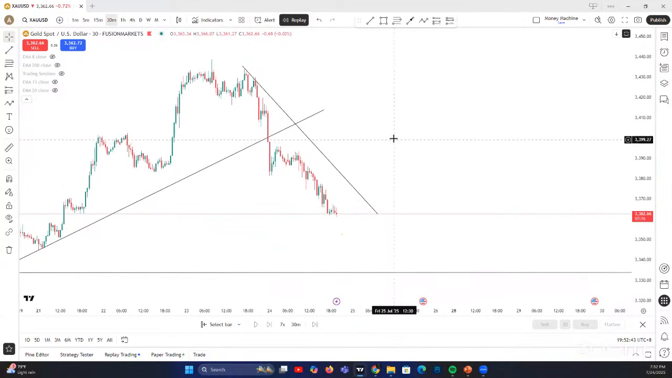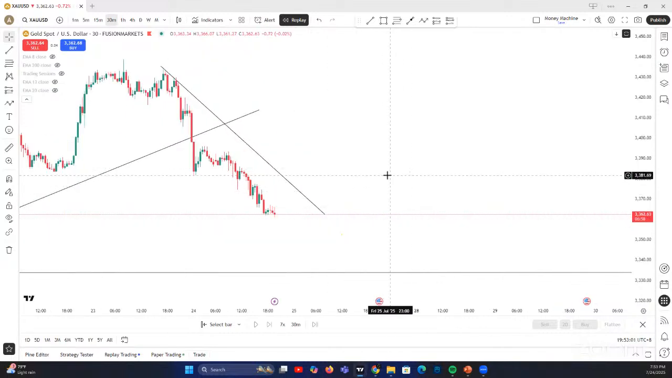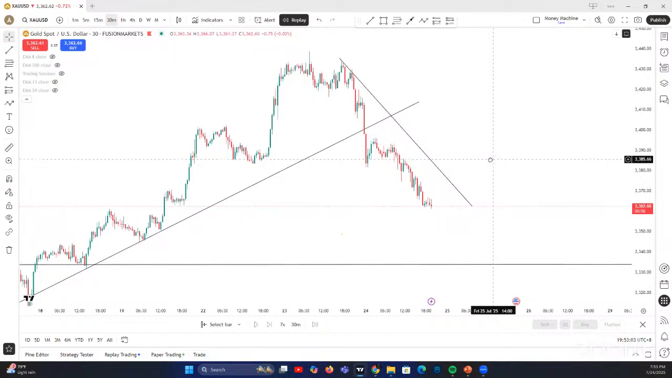So what else? You see, market structure is everything. Change of character, break of structure, that's what you need, my friend. You need to align all this together to get the overall bias, the higher time frame bias. All right? So apply all this in your trading, my friend.